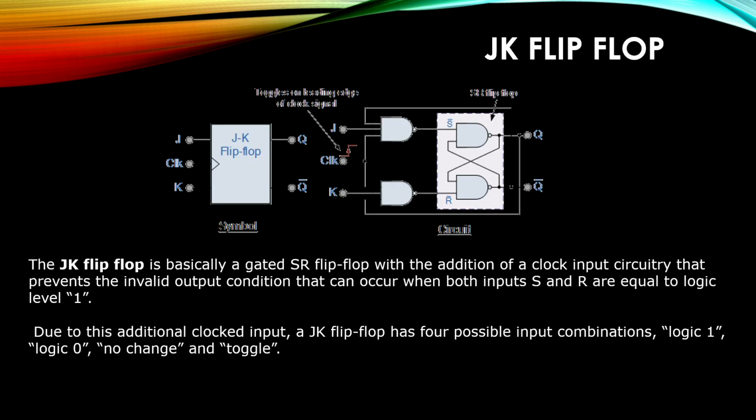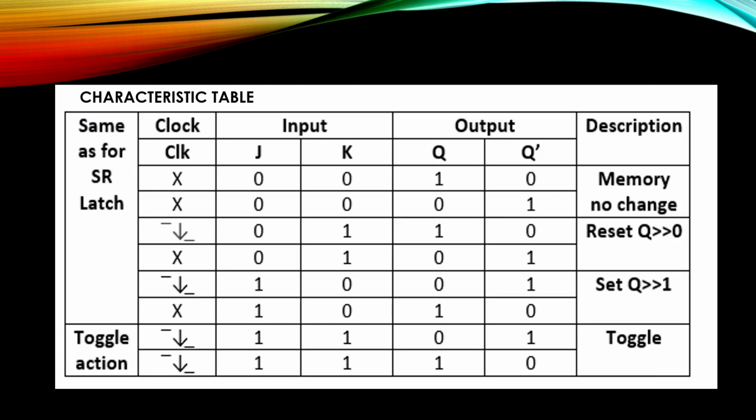Moving on to the JK flip-flop. The JK flip-flop is basically a gated SR flip-flop with the addition of a clock input circuitry that prevents the invalid output condition that can occur when both inputs S and R are equal to logic level 1. Due to this additional clocked input, a JK flip-flop has 4 possible input combinations: logic 1, logic 0, no change and toggle. Characteristic table for JK flip-flop.